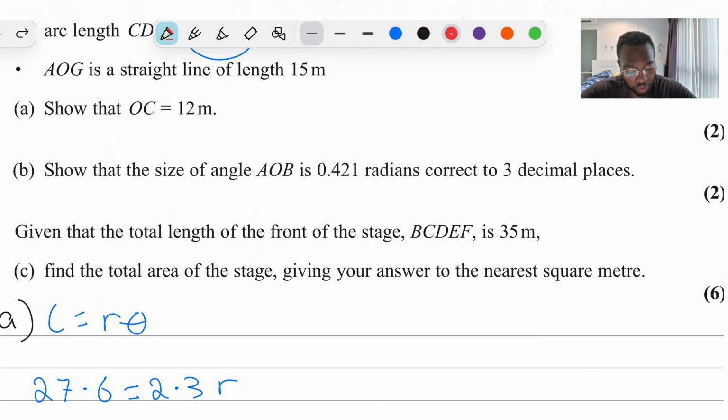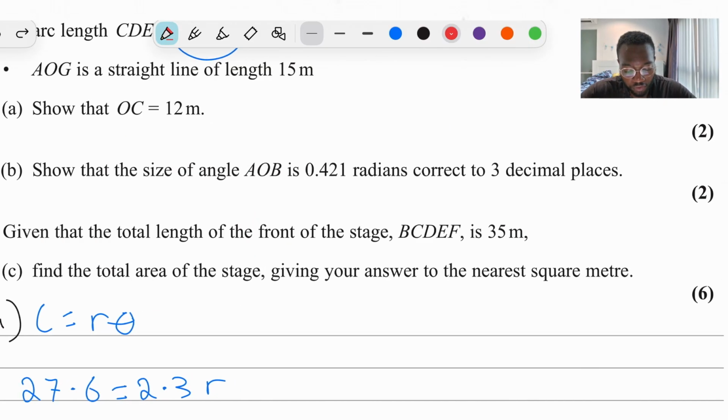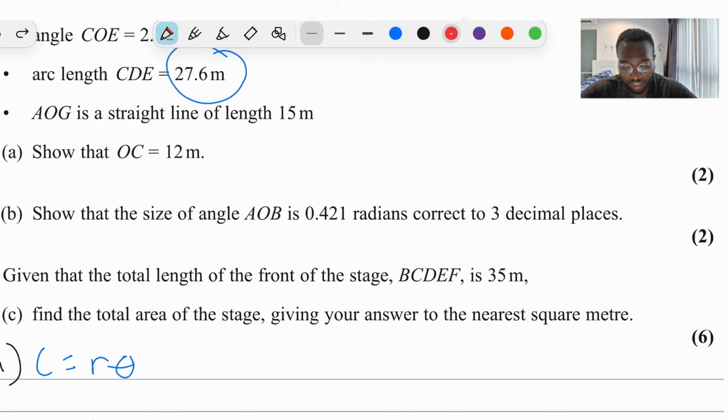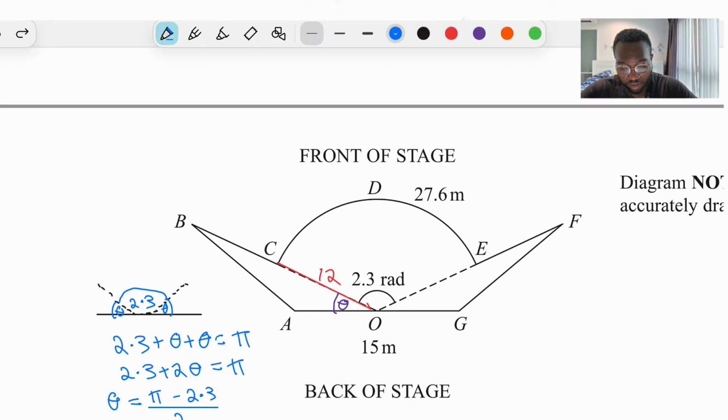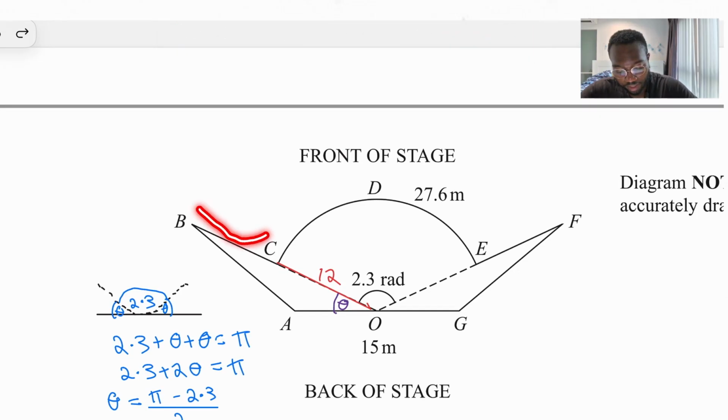For part C, we're told that the length of the front of the stage BCDEF is 35 meters. We need to find the total area of the stage, giving an answer to the nearest square meter. BCDEF is this line here. We know that is equal to 35, and that actually helps us out because we can figure out what the lines BC and EF are.